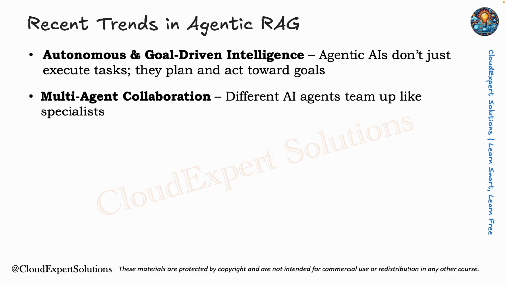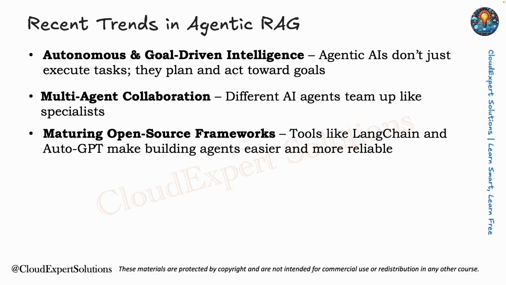Next, multi-agent collaboration. Different AI agents team up like specialists. As an example, one AI agent may be analyzing medical images while another summarizes patient records for a joint diagnosis. Next, maturing open source frameworks. Tools like LangChain and AutoGPT make building agents easier and more reliable. That is, a startup can quickly prototype a research assistant without reinventing the wheel.